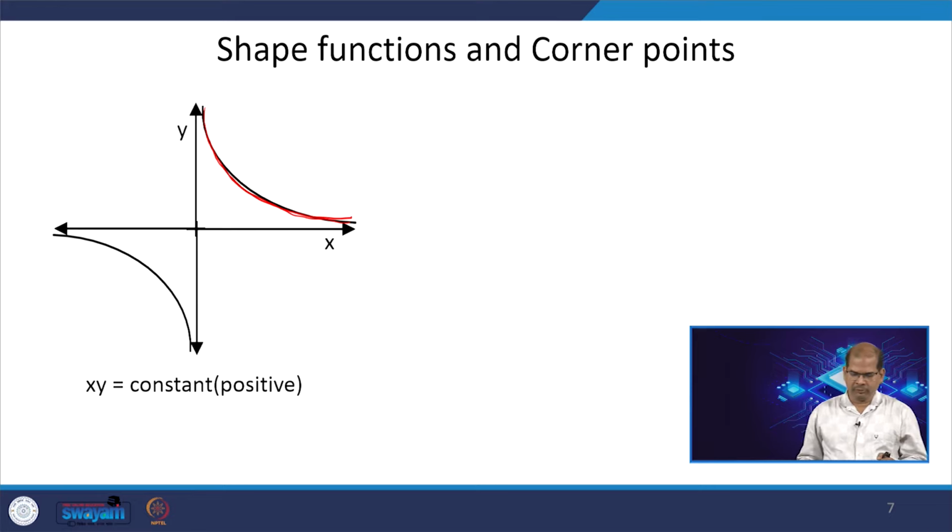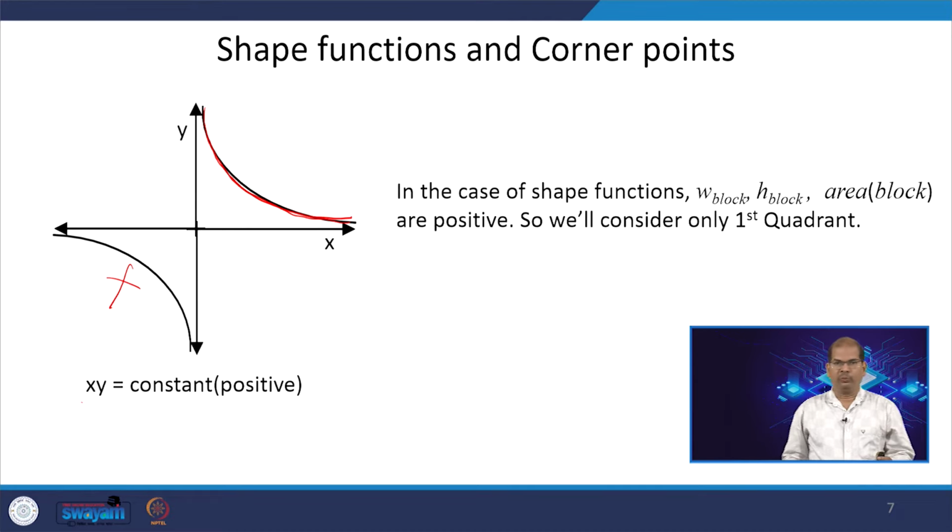If my x is negative and y is negative, my area is positive, because area is width multiplied by height. But this third quadrant is not considered, because the width and height of the block cannot be negative. This is not a feasible solution space. So, we only need to consider the first quadrant.